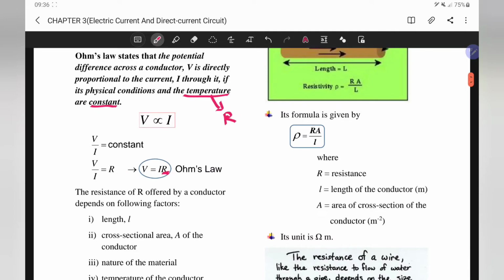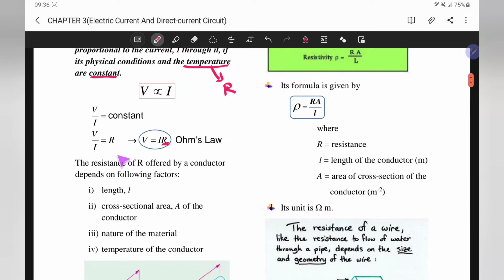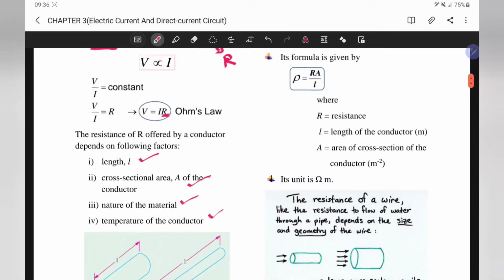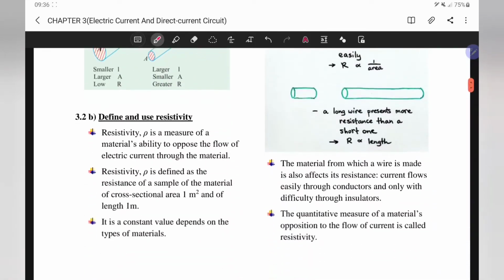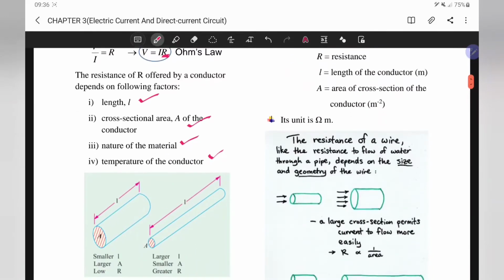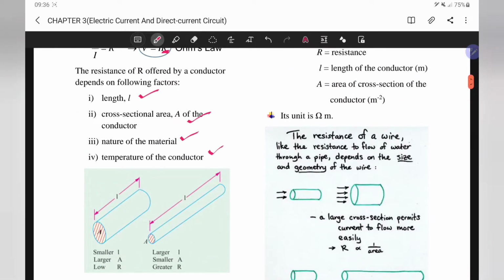Okay, so now the resistance offered by a conductor depends on the following factors. Resistance depends on length, cross-sectional area of the conductor, nature of material, and temperature of conductor. Okay, how do you get that? From the equation of resistivity, I'll show you later. Okay, I'll leave it first. So remember, resistance depends on these 4 factors.